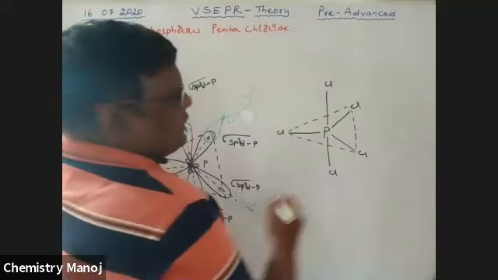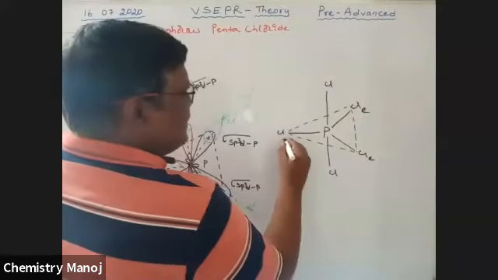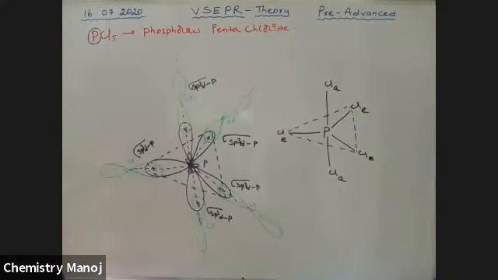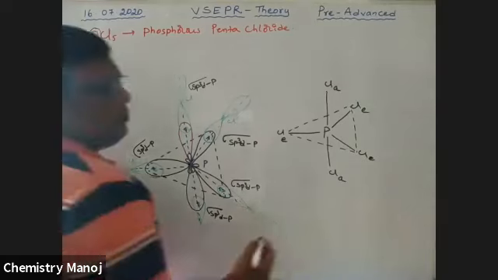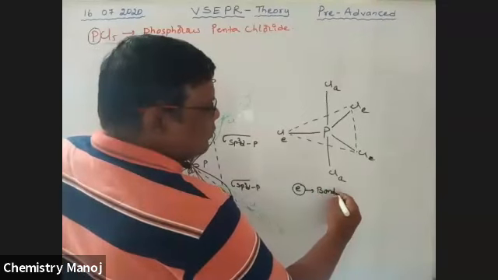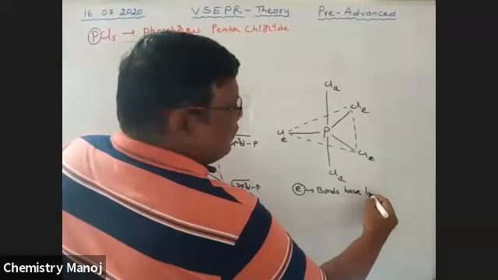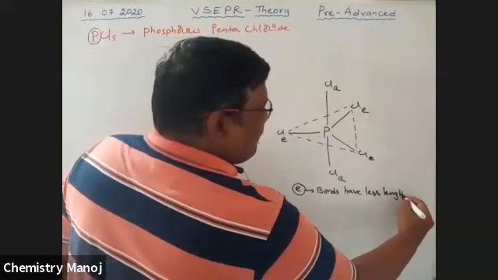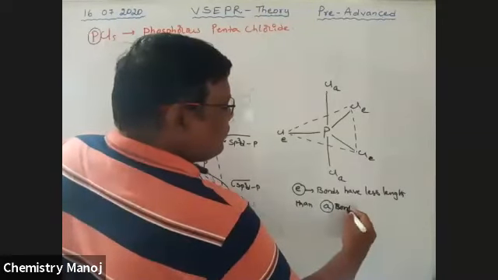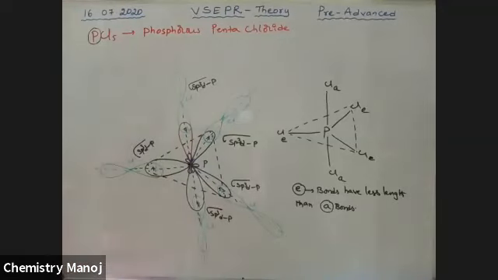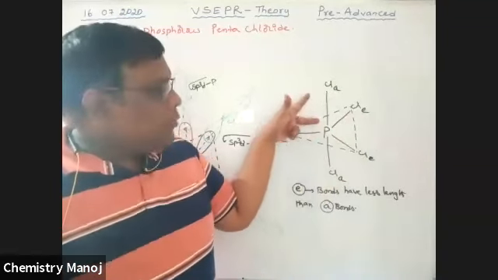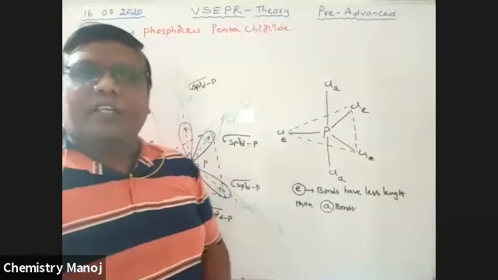Now, this is equatorial, this is equatorial, this is equatorial. This is axial, this is axial. So, dear boys, equatorial bonds have less length than axial bonds. That means equatorial bond lengths are less and axial bond lengths are more. This bond length is less and this bond length is higher. So this is the variation in the PCl5 molecule.